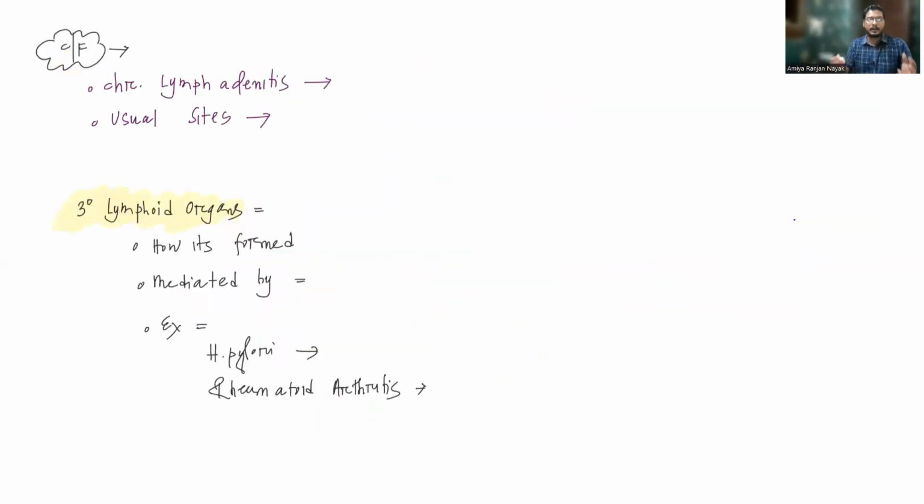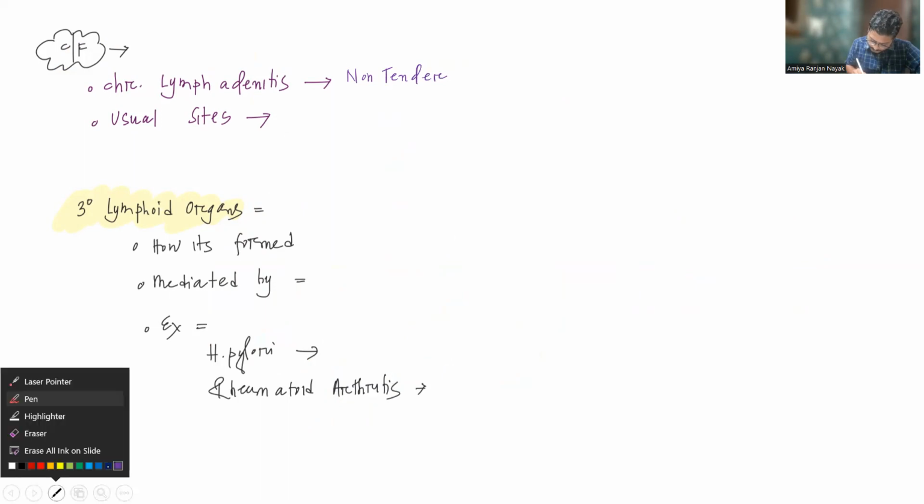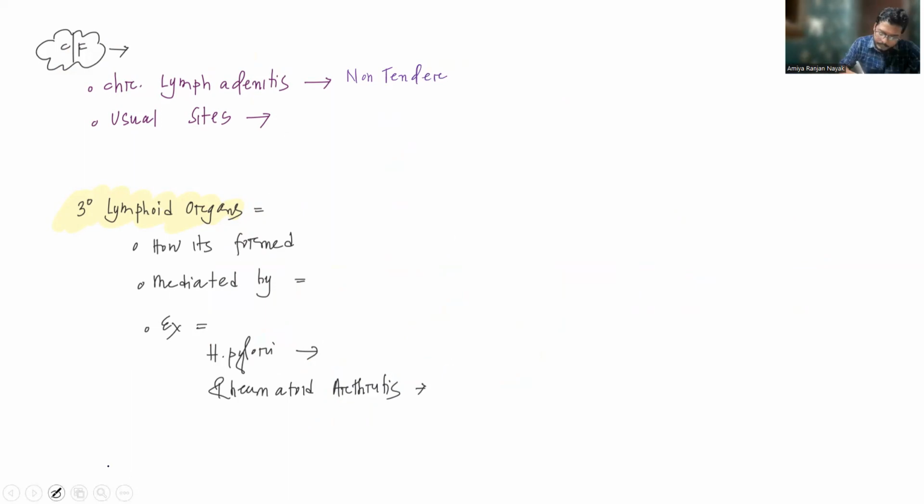Now, coming to the overall clinical features of chronic lymphadenitis. Remember, chronic lymphadenitis, in contrast to acute lymphadenitis, is usually non-tender. And what are the usual sites where you are going to find chronic lymphadenitis? Usual sites are the axillary and inguinal lymph nodes, because these lymph node groups drain larger parts of the body. That is why in chronic infections or chronic inflammations, these lymph nodes are usually involved.